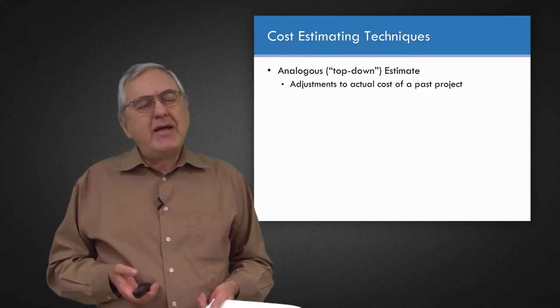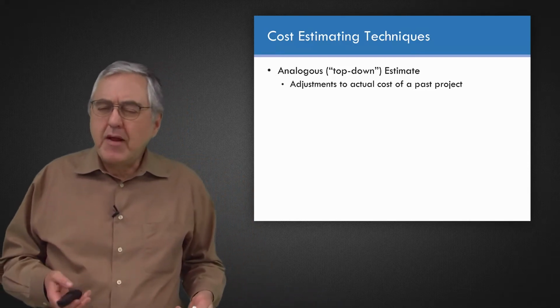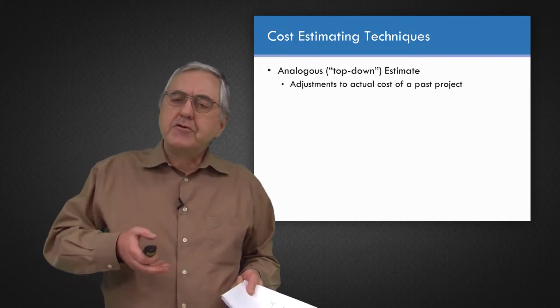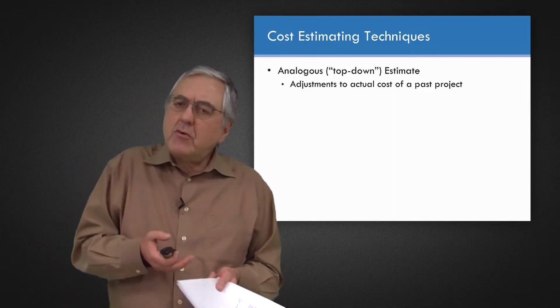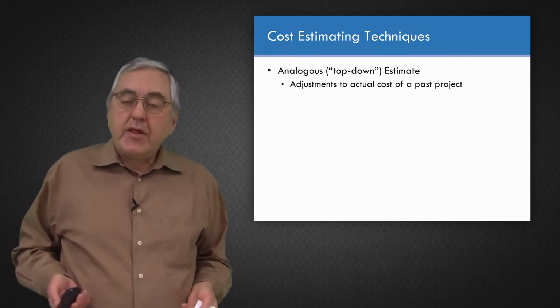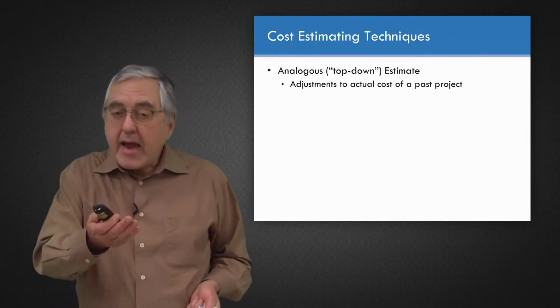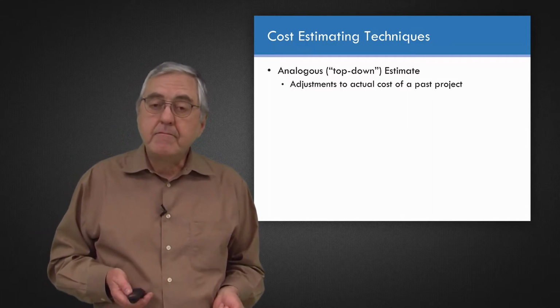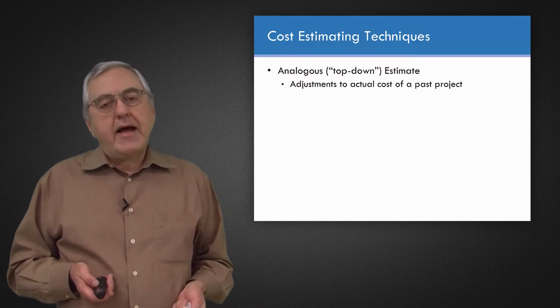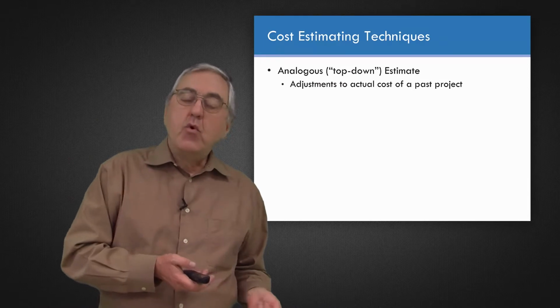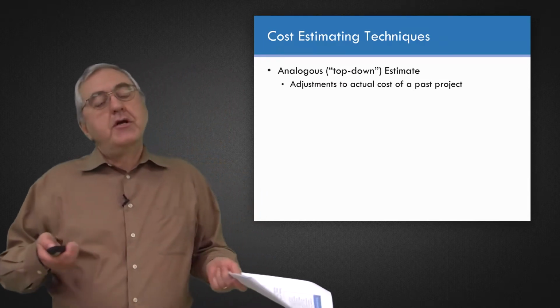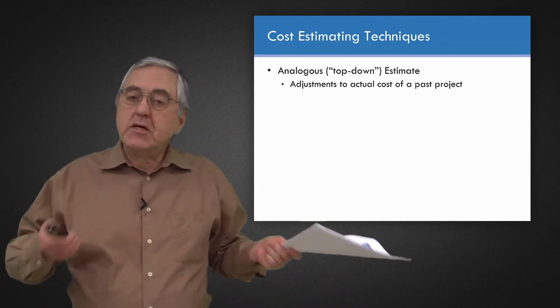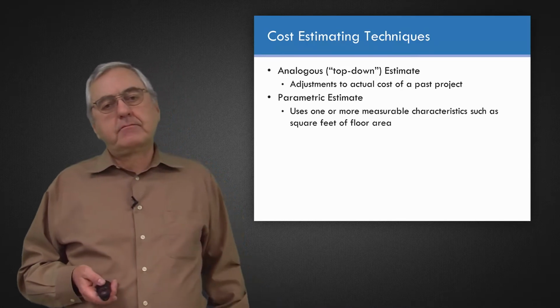And maybe I have to add on something for an extra feature, or maybe I take something away because there's something we're not doing on this project. So with a few adjustments, I can come up with an estimate for this project that may actually be pretty accurate and didn't take very much work. We would call that analogous because it's by analogy to one or more projects. Or you can call it top-down because we're not getting into the detail.